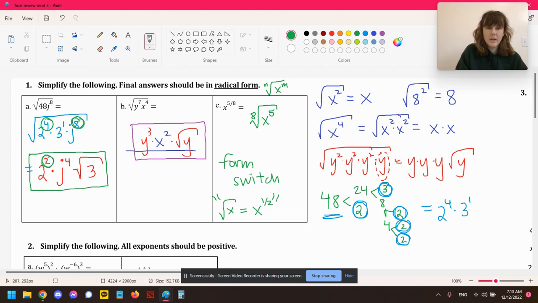This original exponent divided by 2 is 4. 7 divided by 2 is 3, remainder 1. 4 divided by 2 is 2. So we can also just divide the exponents by 2, knowing that we want to do remainders underneath the square root, and not remainders in front of the square root, or in front of the radical.